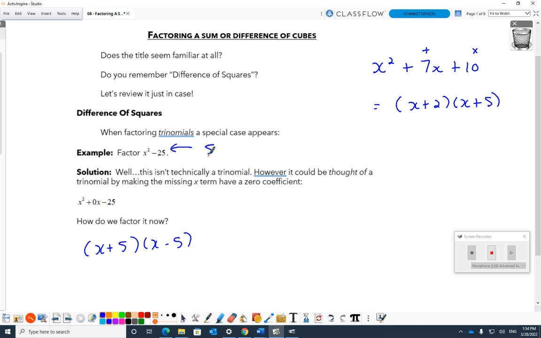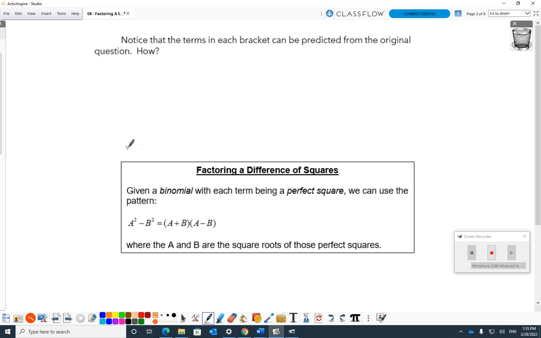Square root of 25 was 5. Square root of x squared was x, and that gave us the hint we needed to not have to go through all that other thinking, all that add to, multiply to. And it's not just about being a shortcut. It's nice that it's a shortcut, but it's not just about that. There's a little more to it than that. Notice that the terms in each bracket can be predicted from the original question, how?